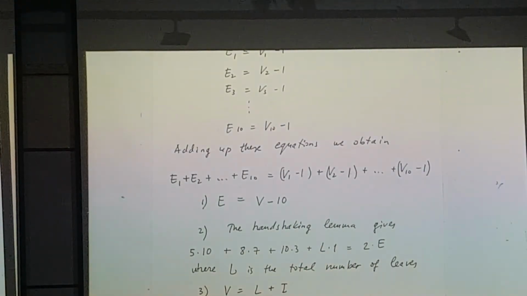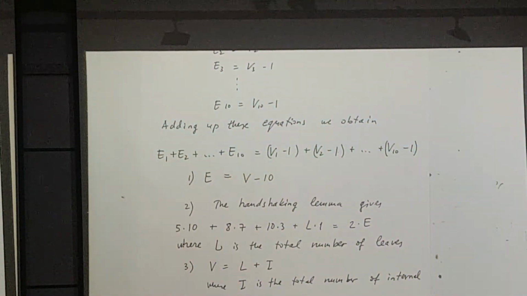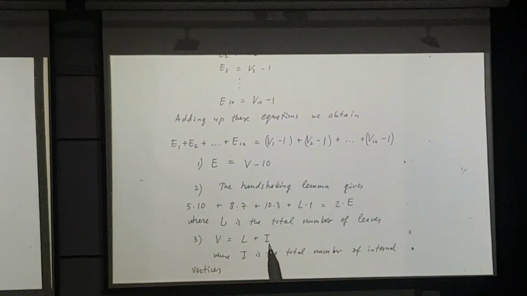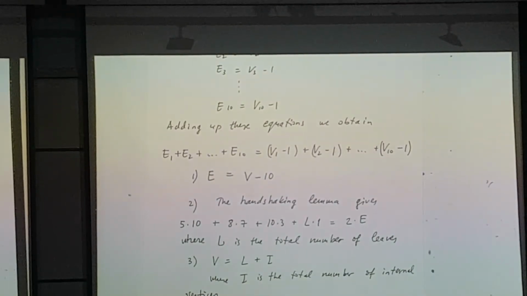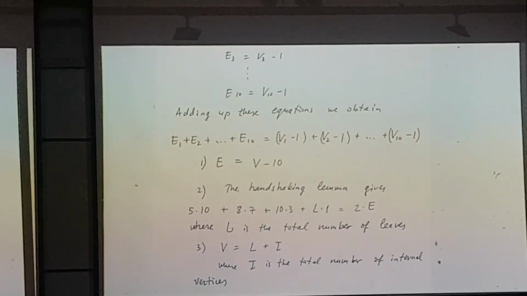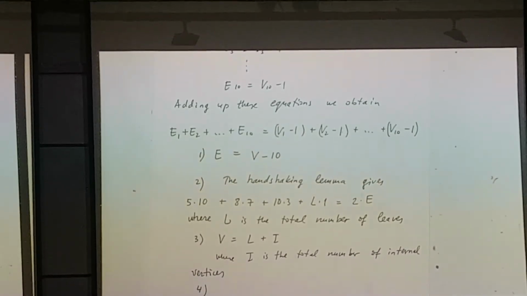where capital I is the total number of the internal vertices. All right, that doesn't help much. It's always there, so it's always good to write things which are always there. But we've got a new equation and yet a new variable, capital I. So we have 4 unknowns, V, E, L, and I, and 3 equations. So let's think, what else can we write? Something which would involve the number of internal vertices.